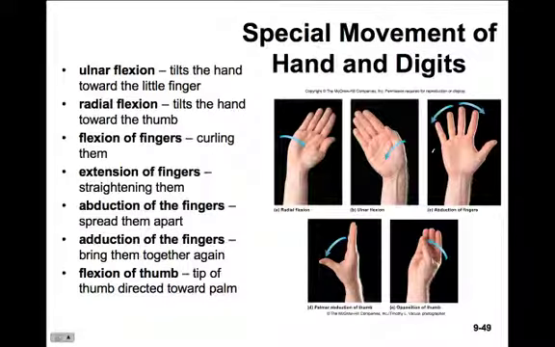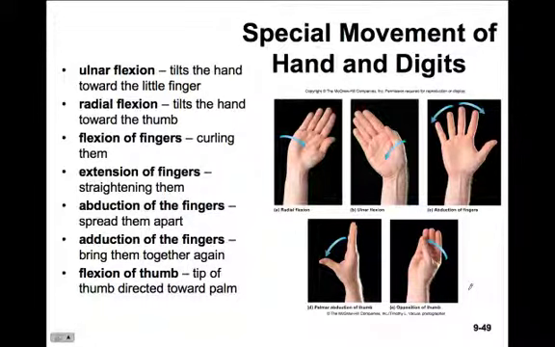The hands and fingers also have a few special movements of their own. We can see ulnar flexion, which is where we tilt the hand towards the little finger, radial flexion, where we tilt the hand towards the thumb, flexion of the fingers by curling them, extension of the fingers by straightening them, again, abduction as we spread them apart, adduction as we pull them back together.